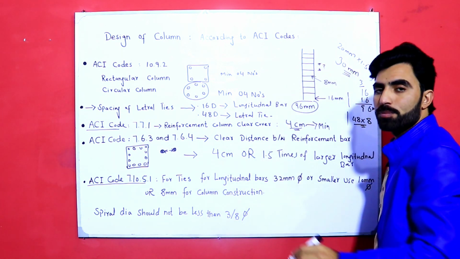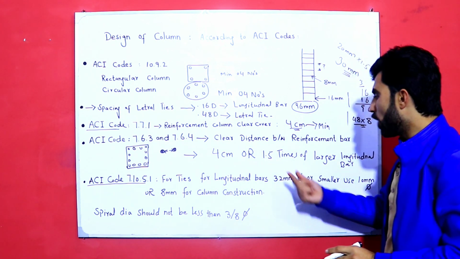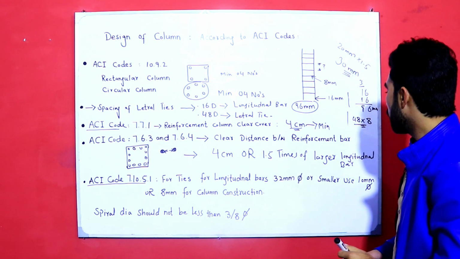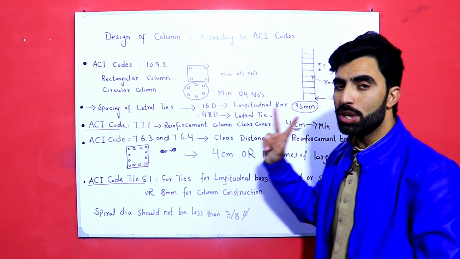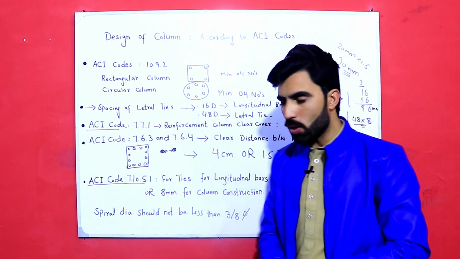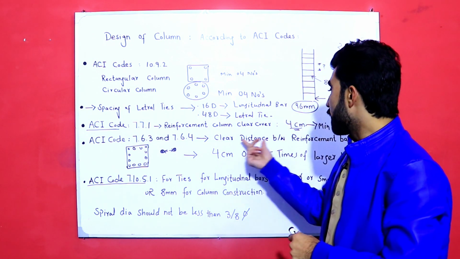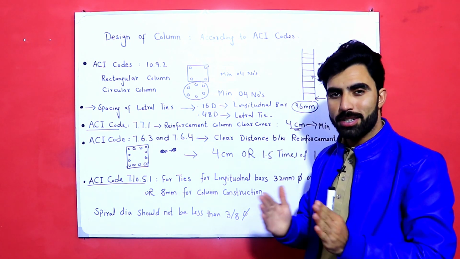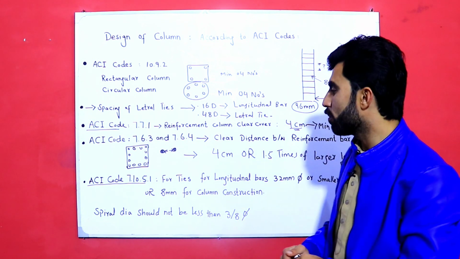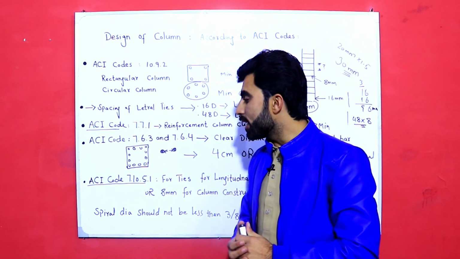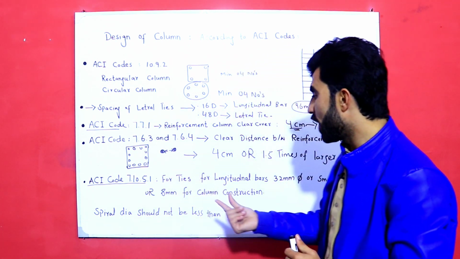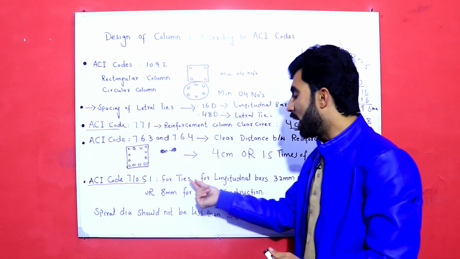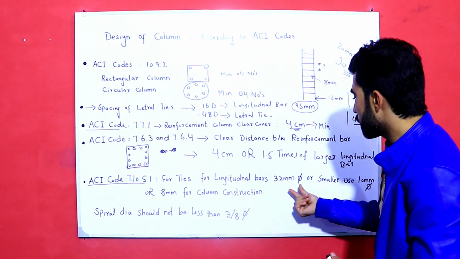So 1.5 times the larger longitudinal bar gives us the spacing between two longitudinal bars. Okay, clear distance or spacing for longitudinal bars. Now from ACI code 7.10.5.1, in this code you can find information for lateral ties for longitudinal bars.